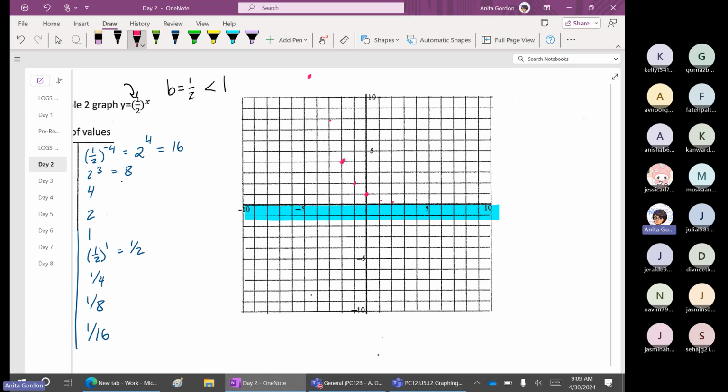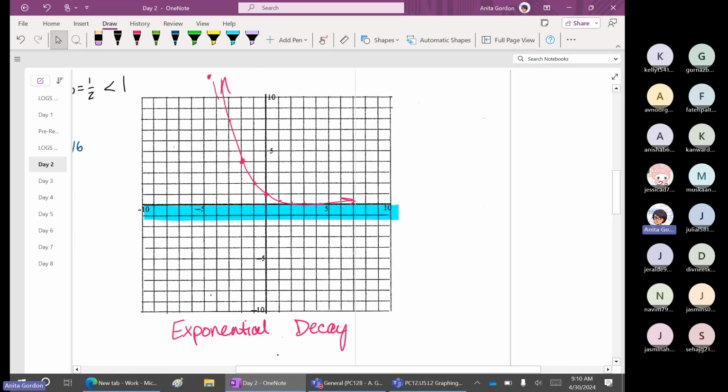And then half, down, down, down. So we're looking at something like this. Okay, and this is what we call exponential decay. And you'll see very, very similar features to what we had in the above graph. So let's take a look at these properties.